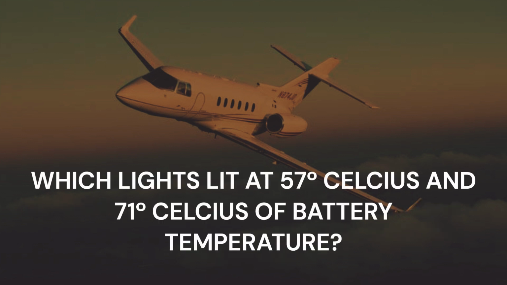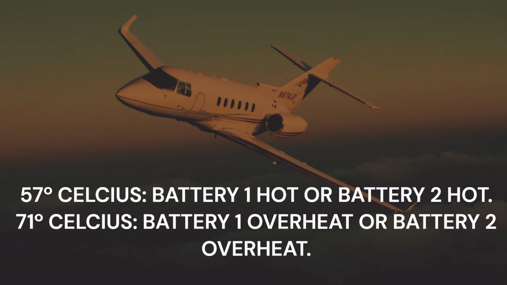Which lights are lit at 57 degrees Celsius and 71 degrees Celsius of battery temperature? 57 degrees Celsius, battery 1 hot or battery 2 hot. 71 degrees Celsius, battery 1 overheat or battery 2 overheat.